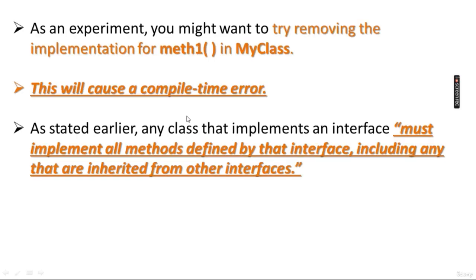You might want to try removing the implementation for method 1 in MyClass. This will cause a compile time error, because it is implementing an interface which inherits another interface. So it must implement all of the methods. It will give you a compile time error. Any class that implements an interface must implement all the methods defined by that interface, including any that are inherited from another interface.